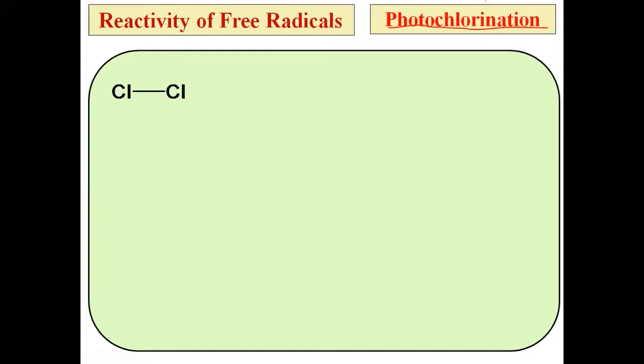Suppose this is a chlorine molecule, an example of a halogen. Now, in the presence of ultraviolet light, this molecule undergoes homolytic bond breaking, meaning this covalent bond breaks homolytically. One electron from the shared pair goes towards one chlorine, and the other electron goes towards the other chlorine. Each chlorine has an unpaired electron, and thus there is formation of chlorine free radicals. In the first step, we have chlorine free radicals.